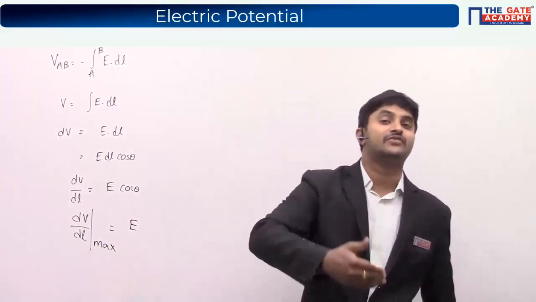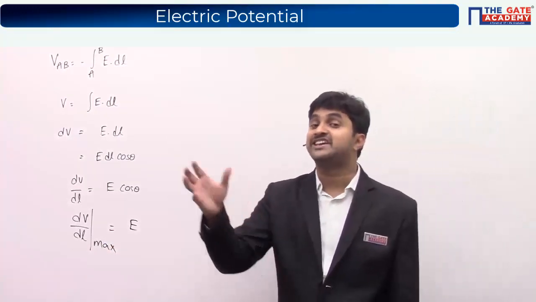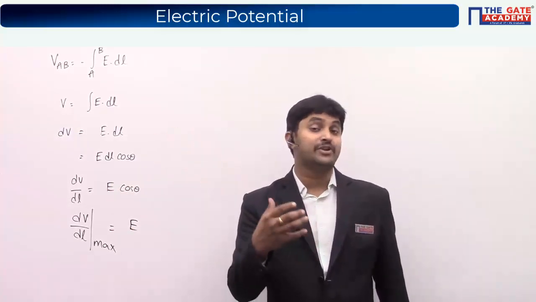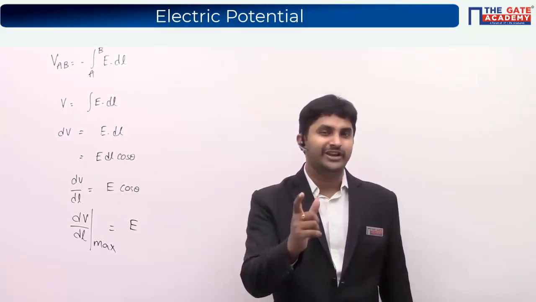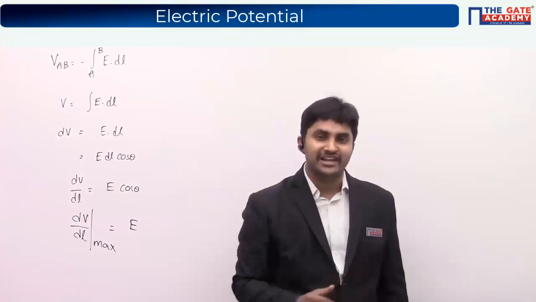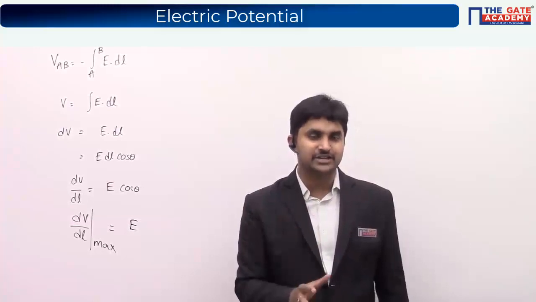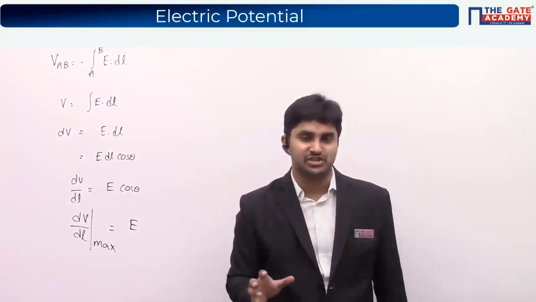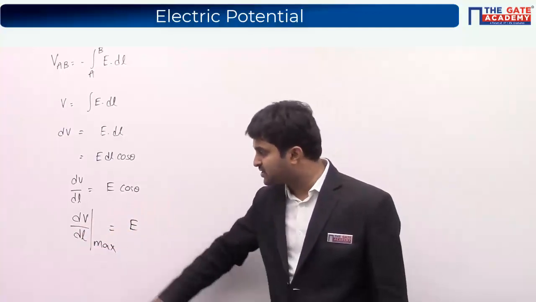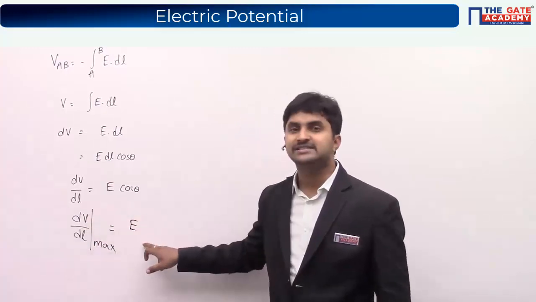Now what is it that we have defined? We have defined that the maximum rate of change of a scalar, and potential is a scalar quantity, right? So the maximum rate of change of a scalar is what we defined as a gradient. If you remember, when we discussed vector calculus, we defined that the gradient is the maximum rate of change of any scalar quantity, which is potential in this particular case. So the maximum rate of change of the potential is the electric field.